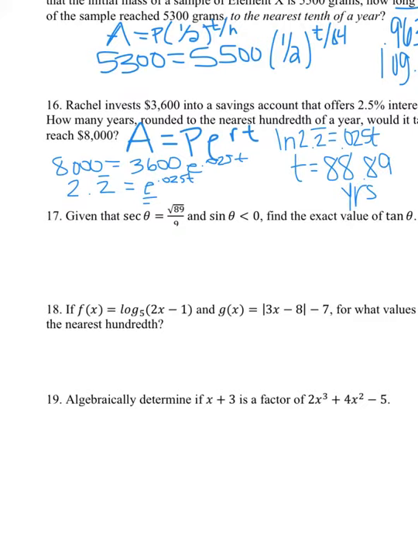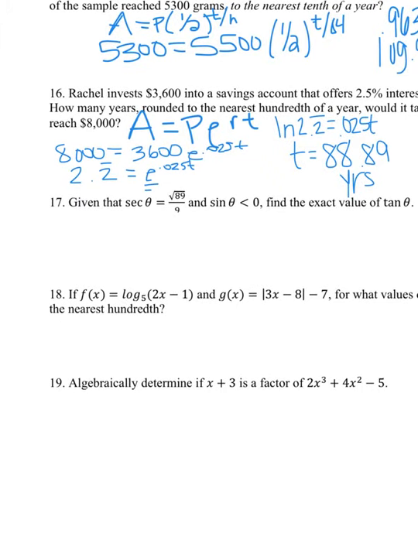That is my answer for number 16. For number 17, given that secant of theta is the square root of 89 over 9, and sine of theta is less than 0. So if secant is positive and sine is negative, that's going to be in quadrant 4. Secant is a reciprocal of cosine, so cosine is positive and sine is negative. If you follow All Students Take Calc, that's in quadrant 4. Now secant is hypotenuse over adjacent. So the hypotenuse is the square root of 89, and adjacent is going to be 9.